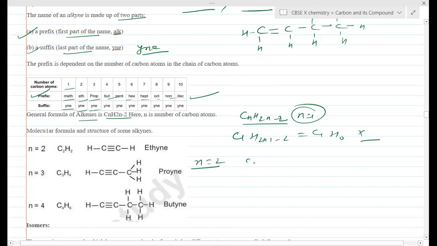Put n is equal to 2 here. You will get C2 H2 into 2 minus 2. That is C2 H 4 minus 2. 4 minus 2 is what? 2. C2H2. So see the bonding first. How is the structure? A triple bond is there between the carbon atoms, and between carbon and hydrogen single bonds are there.